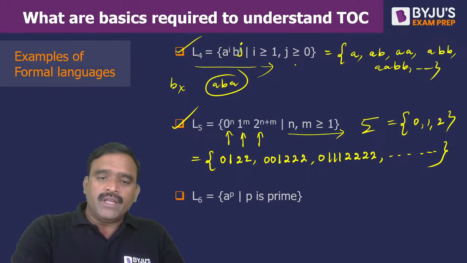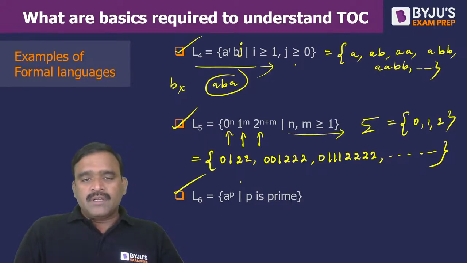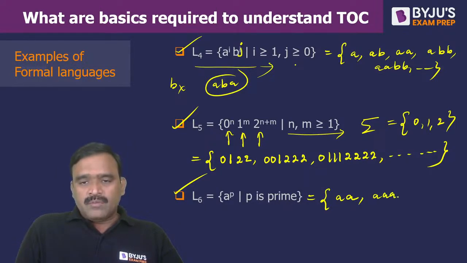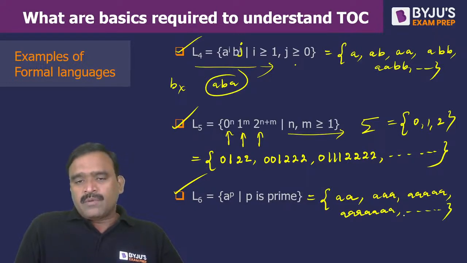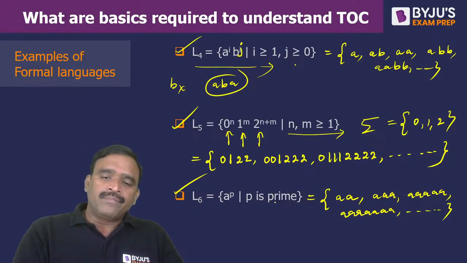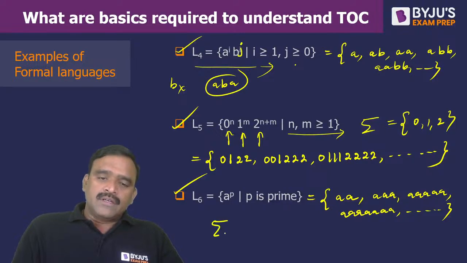And also, if you take L6, a^p such that p is prime, so prime numbers. So the alphabet for this is only a, the input alphabet, but the strings are: 2 is the minimum prime number. Now 3 is the next prime number. Next 5 is a prime number. Next 7 is a prime number, like this. Only prime number of A's we will consider. The alphabet for this is only a single A.